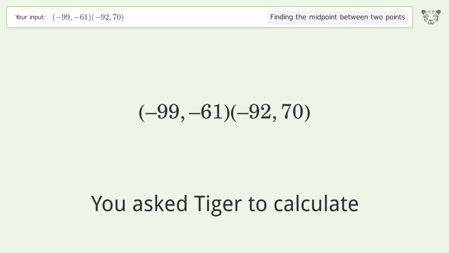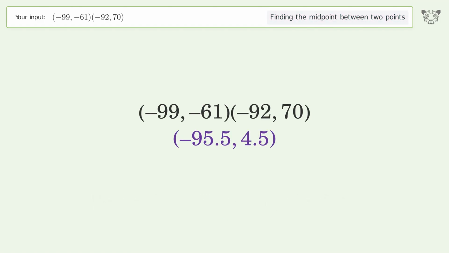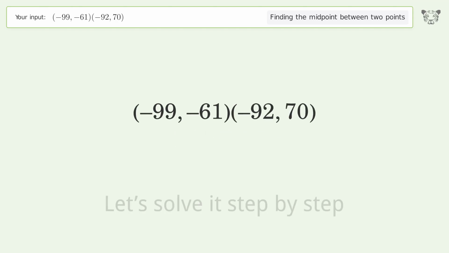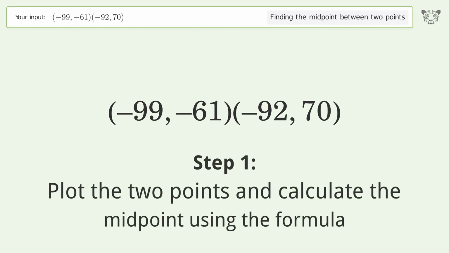You ask Tiger to calculate. This deals with finding the midpoint between 2 points. The midpoint between the 2 points is negative 95.5, 4.5. Let's solve it step by step. Plot the 2 points and calculate the midpoint using the formula.